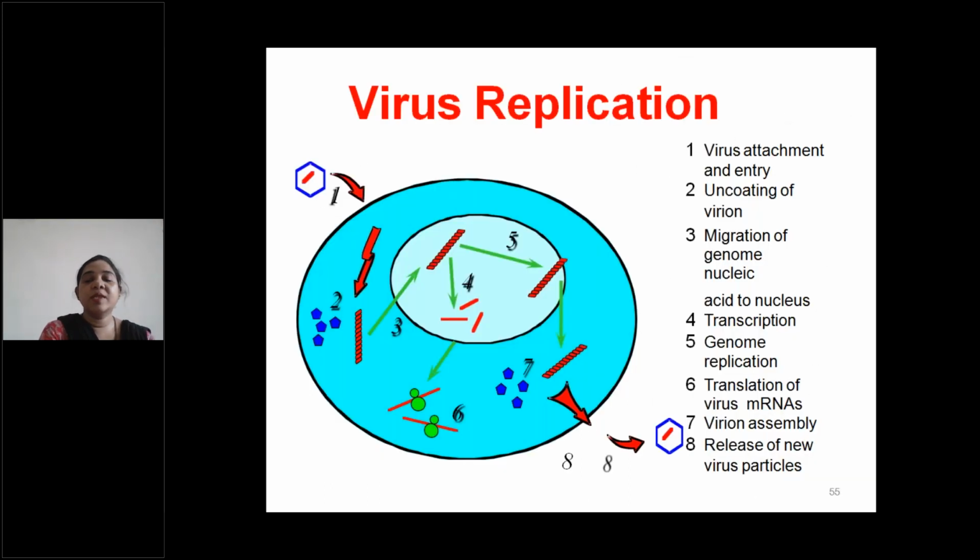Okay. So first one is viral replication. It consists of virus attachment and entry. Next, uncoating of virion. Next, release of genetic material, transcription, replication. After transcription and replication, there will be translation. After translation, all the virus components will come together. That is called assembly. When all the virus particles are assembled, at last they are released.